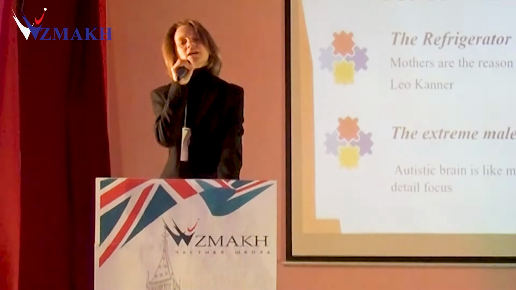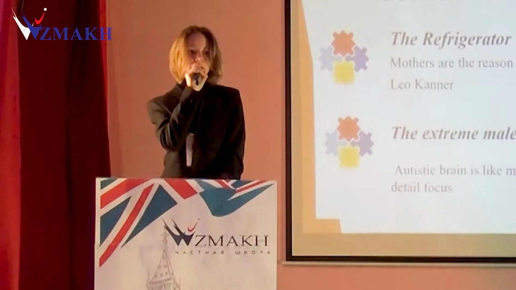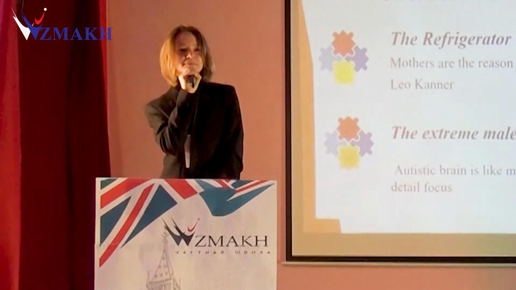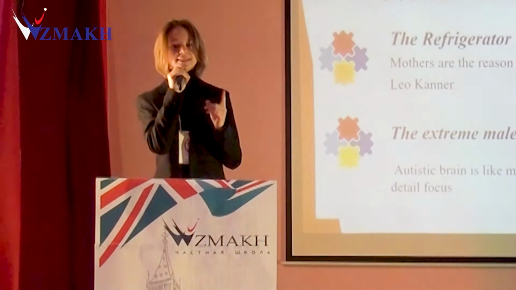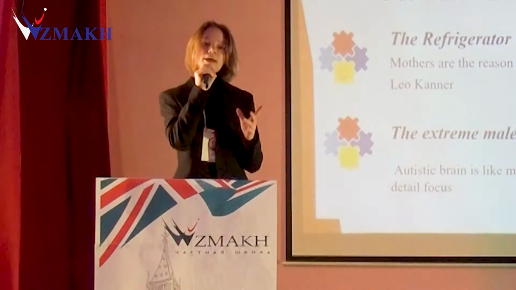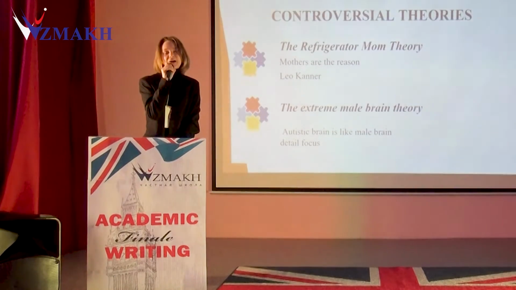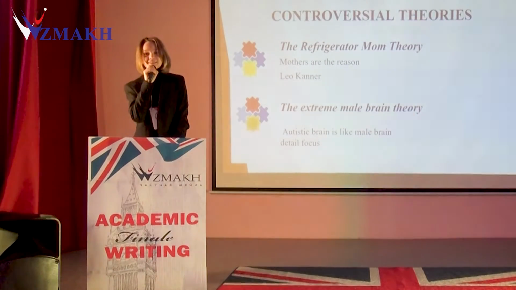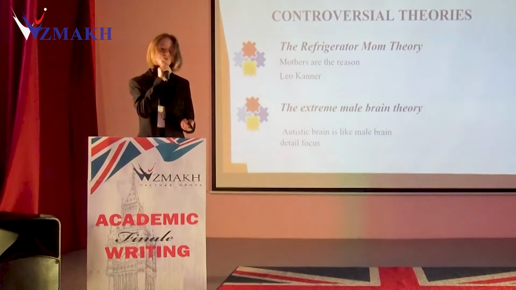Let's remember that. I would like to talk about controversial theories now. So, refrigerator mom theory. This theory blames mothers for being emotionally cold towards their kids. For many years, society blamed mothers for being the reason of autism spectrum disorder, until Leo Kanner acquitted them and parents finally calmed down. The extreme male brain theory is about the idea that the male brain is similar to the autistic brain, that men and autistic people may have similar interests, such as car details or other details you choose.